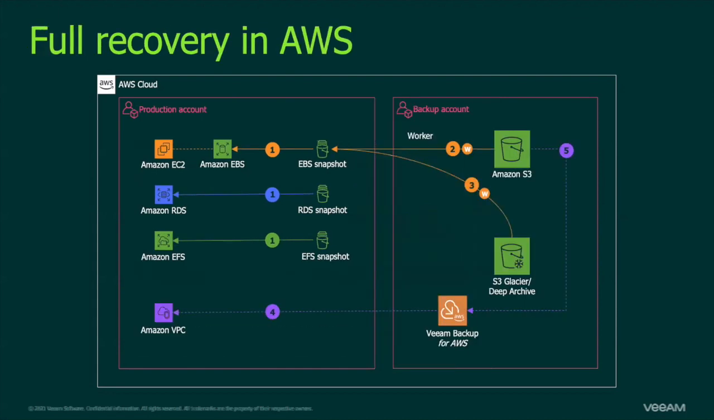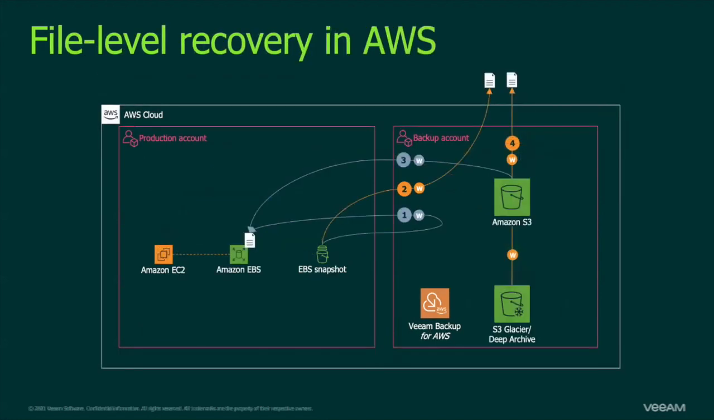As I mentioned, from a recovery perspective, we're able to recover to all these different regions and locations as well. So what you see here is we can recover from snapshots, we can recover from object storage, we can recover from Glacier and Deep Archive, and we can also recover all the VPC configuration items that you would expect. So those security groups, IAM roles, that kind of thing. Same with file level recovery. We have the ability to recover individual files, whether it be from an EC2 instance, an EBS volume, or even an EBS snapshot.